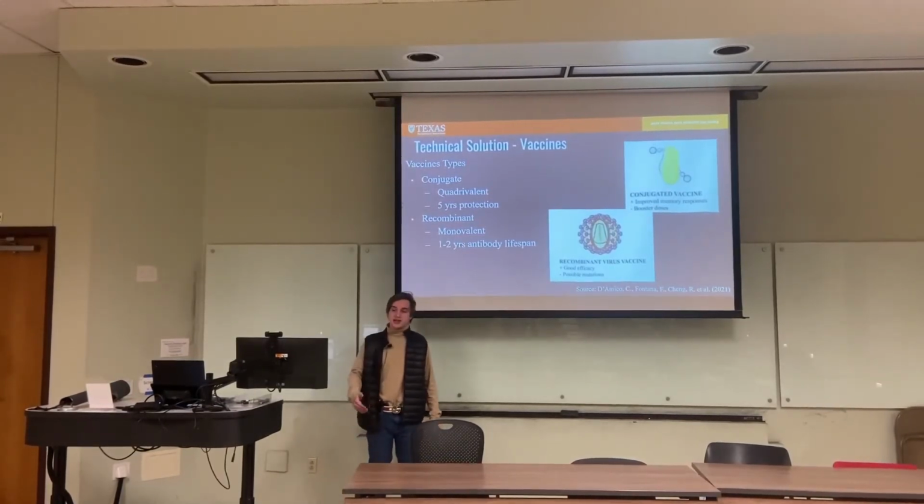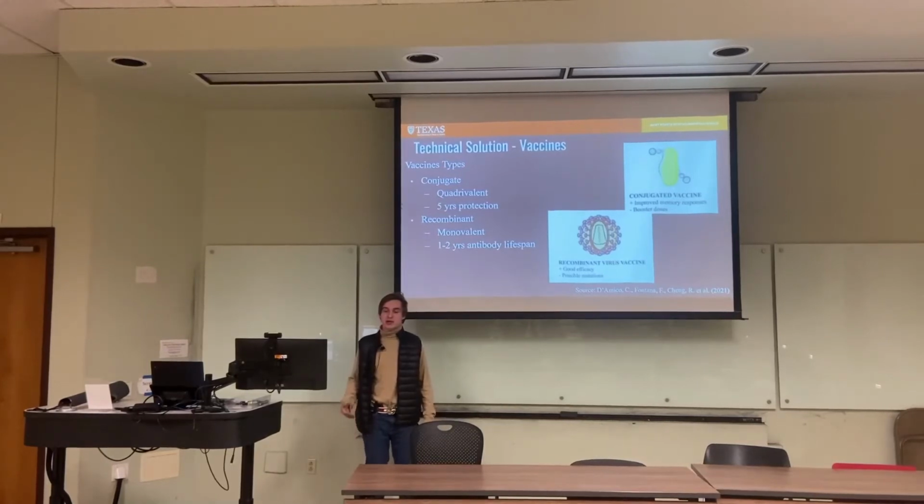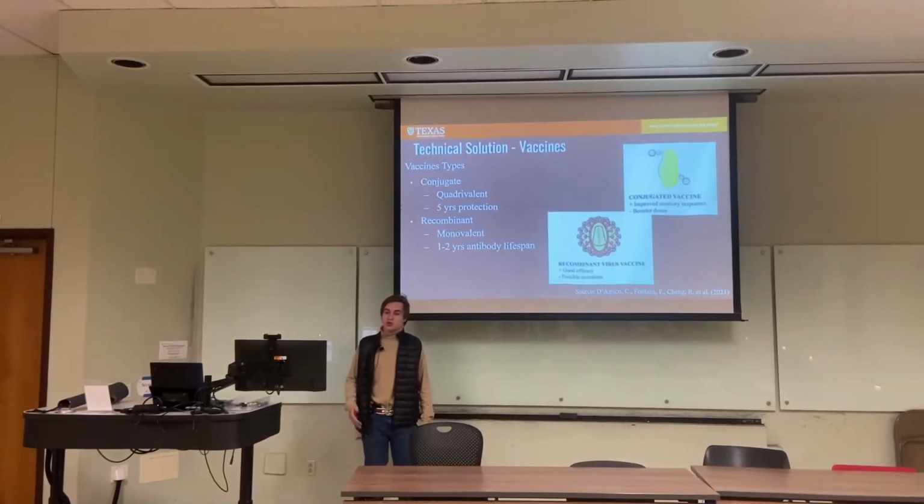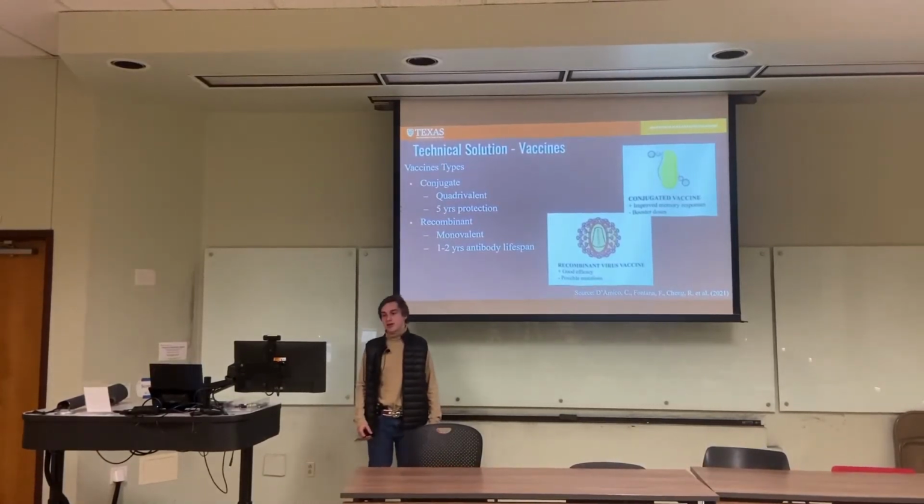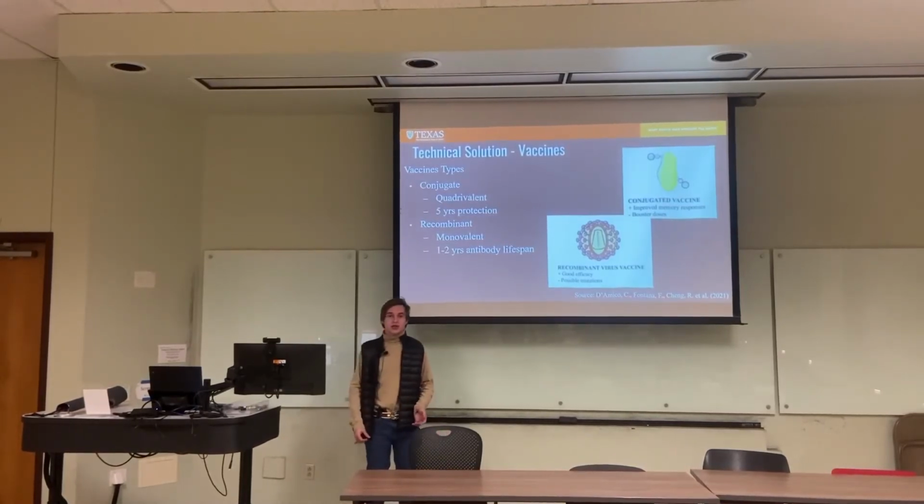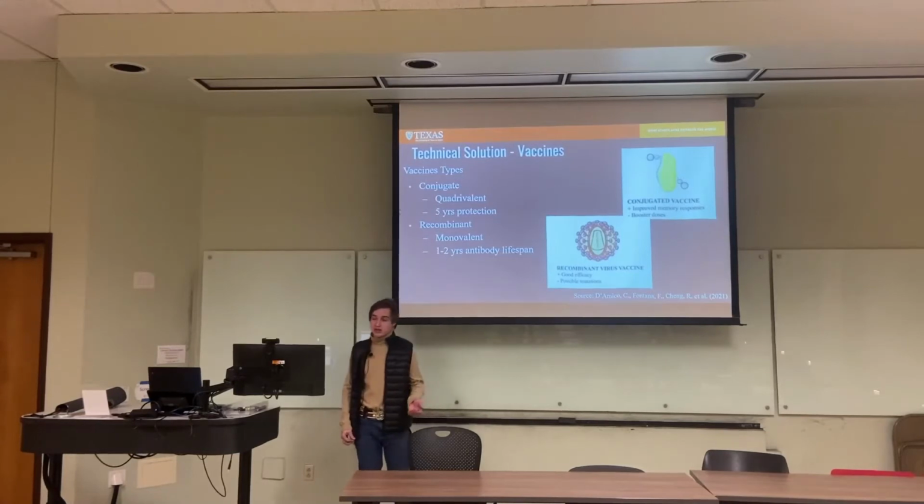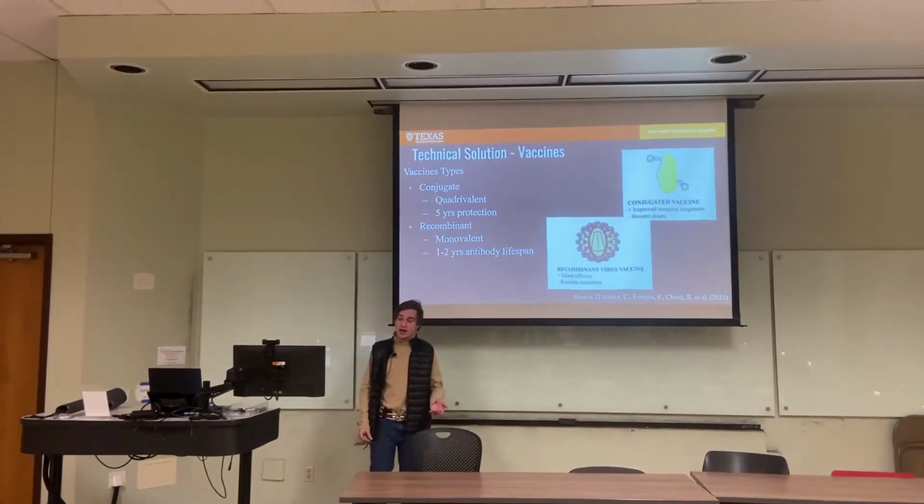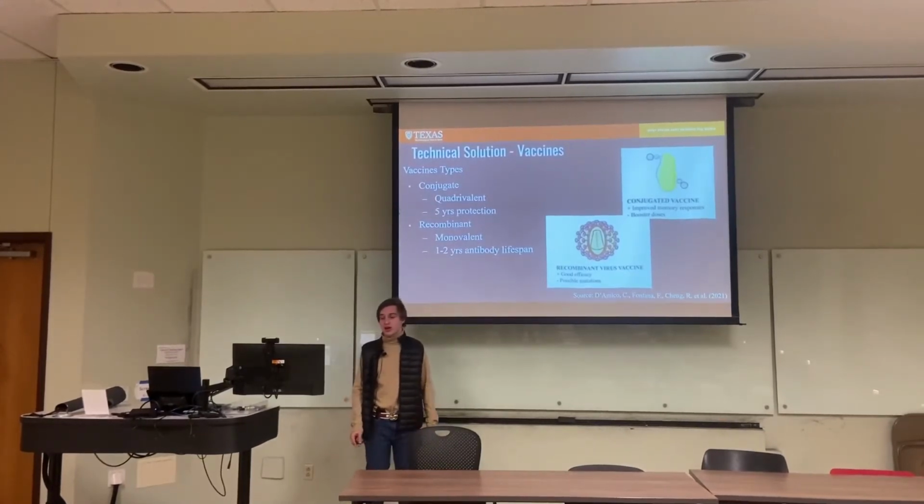The recombinant vaccine is monovalent, so it only protects against serogroup B, and it only provides 1 to 2 years of antibody lifespan. However, this is a lot more efficient than the conjugate vaccine and usually provides a better level of protection while the antibodies are still alive, but it does run the risk of possible mutations, which has only been in a few cases.